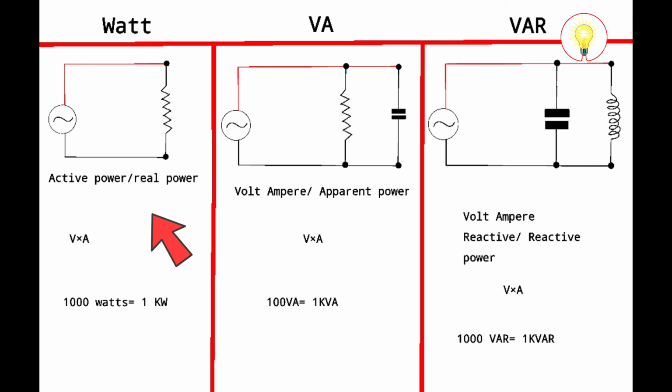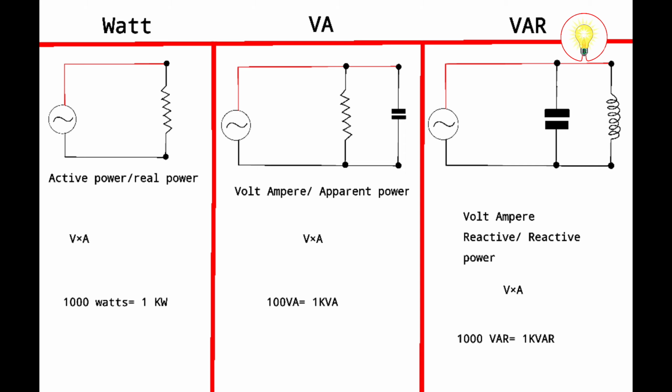Here, look at this chart. In this first column, a resistive load is connected with a source. When current flows through a resistance, we call it active power or real power. It is formed by multiplying voltage and flowing current. In small devices it is watt only, and in bigger devices it is kilowatts. 1000 watts equal 1 kilowatt.